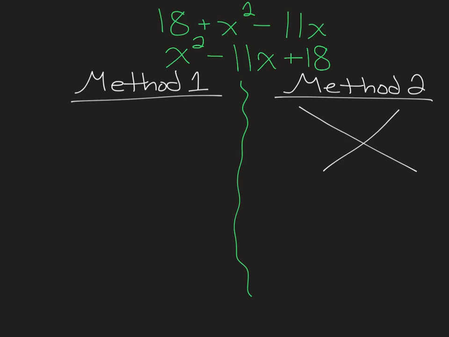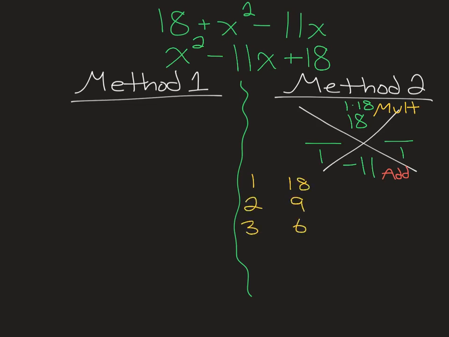So in method 2, again, we have our x, and the top is a times c. So 1 times 18, which is 18. B for the bottom, so negative 11. And then always over a, which again is 1. So I need to multiply to 18, but at the same time I need to add to negative 11. So I need to find two numbers that will multiply to 18. So I'm going to list out all my possibilities. And then I need to find one that's going to add to negative 11.